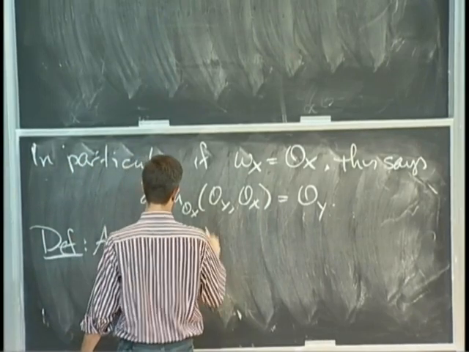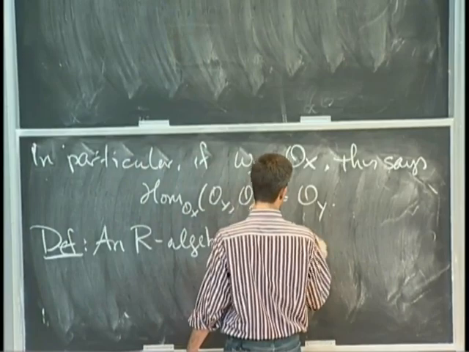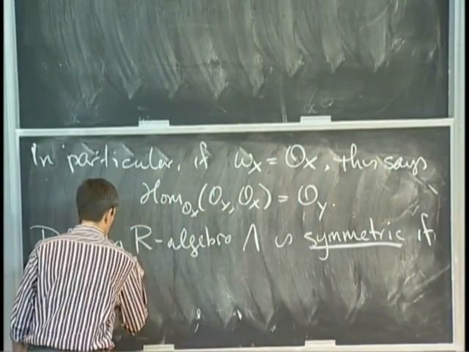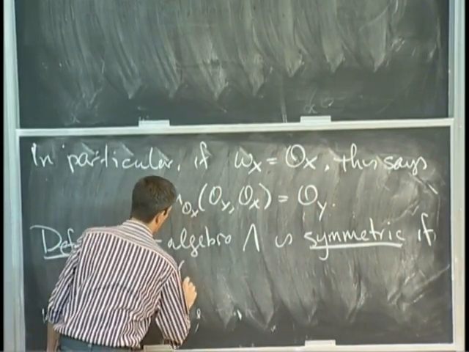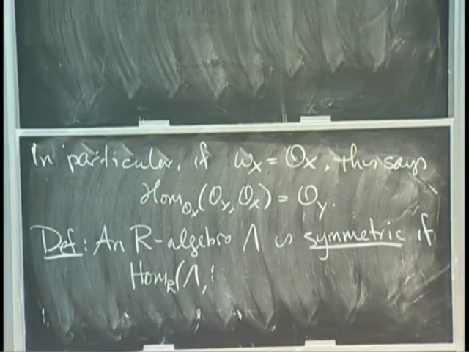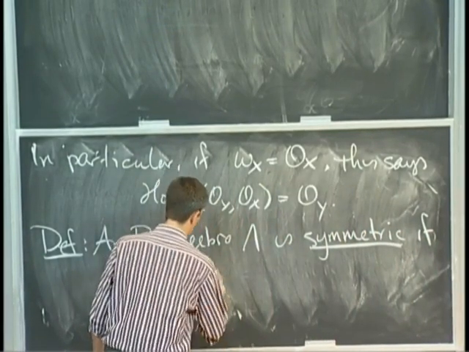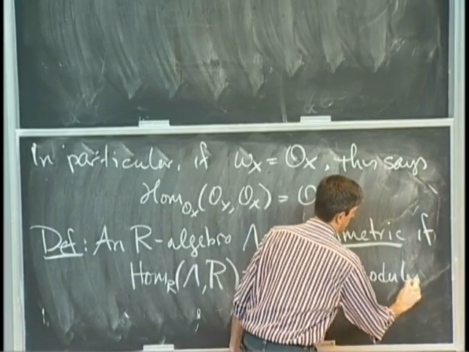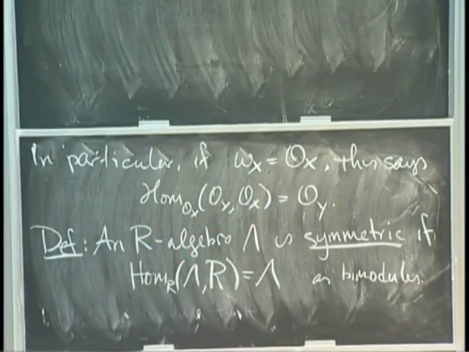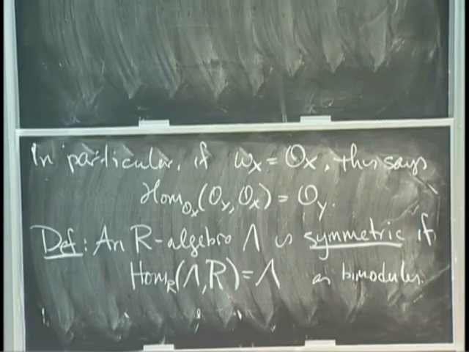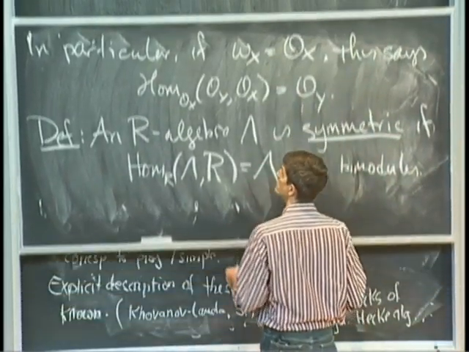An R algebra, say lambda, is symmetric if Hom over R of lambda and R is in fact lambda, as bimodules. This has both left and right lambda structures. So this hints that perhaps we might get an analog of crepant resolutions if we throw this condition in. So let's do that.